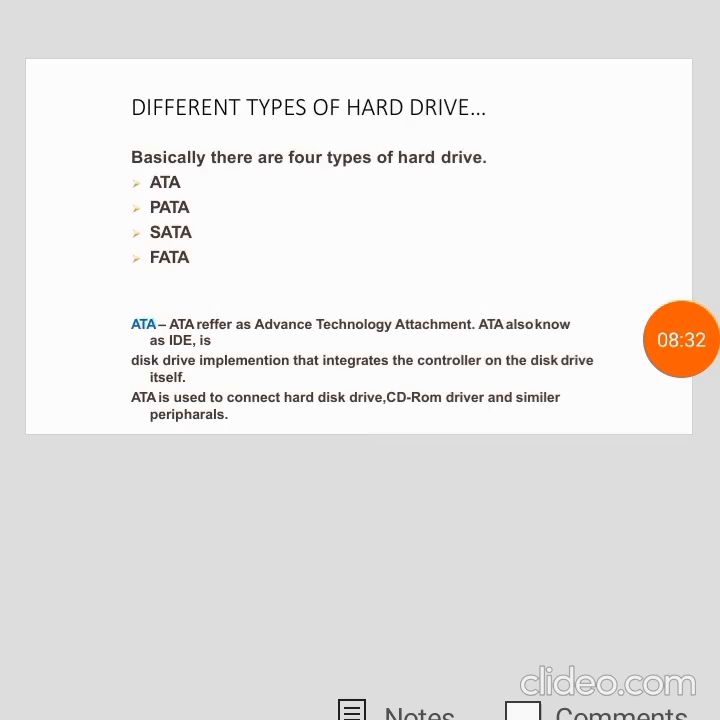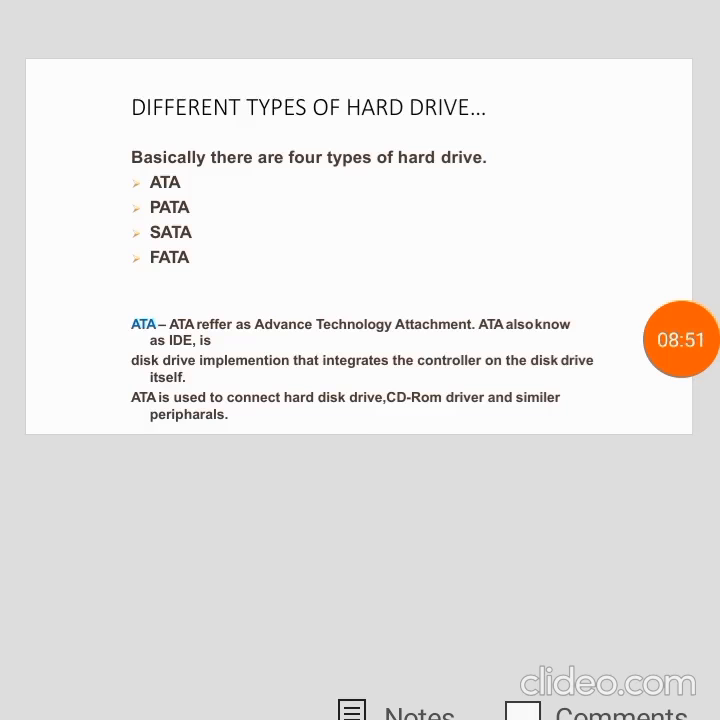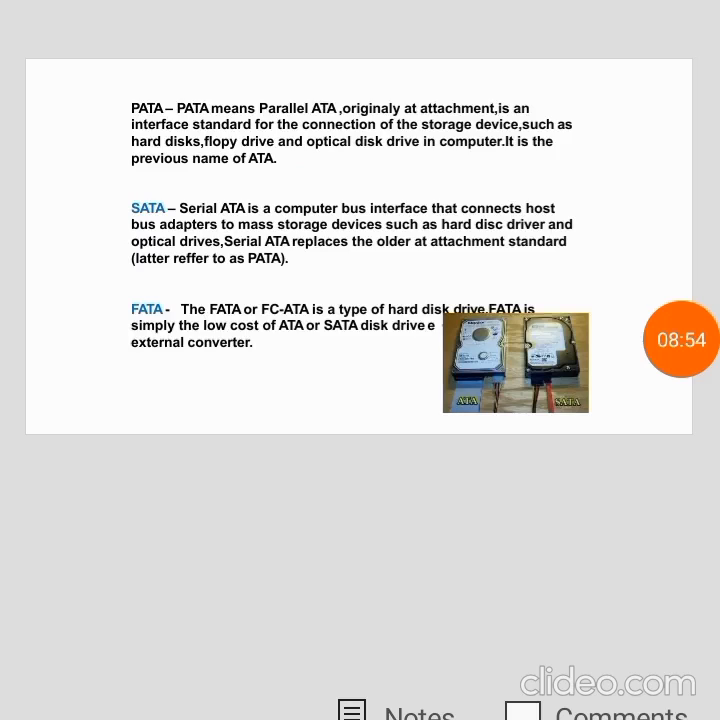Let's have a look at the components of the hardware. Basically, there are four types of hard drive interfaces: ATA, PATA, SATA, FATA. ATA refers to the Advanced Technology Attachment, PATA refers to Parallel Advanced Technology Attachment, SATA stands for Serial ATA, and FATA stands for FATA or FCATA. It is a type of hard disk drive. FATA is simply the low cost version of the ATA or SATA disk drive, etc.